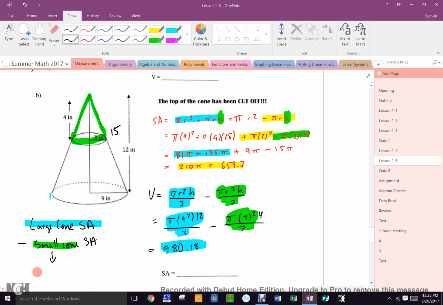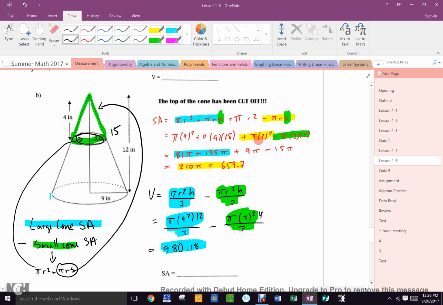That small cone surface area is pi r squared plus pi r slant. That's the circle right here, and this is the cone part. Well, the only part that's gone is the cone part. I did add that circle in right there. So that's why in my formula there's the circle, and there's subtracting out the cone part. And then volume, it's just blue cone minus green cone.